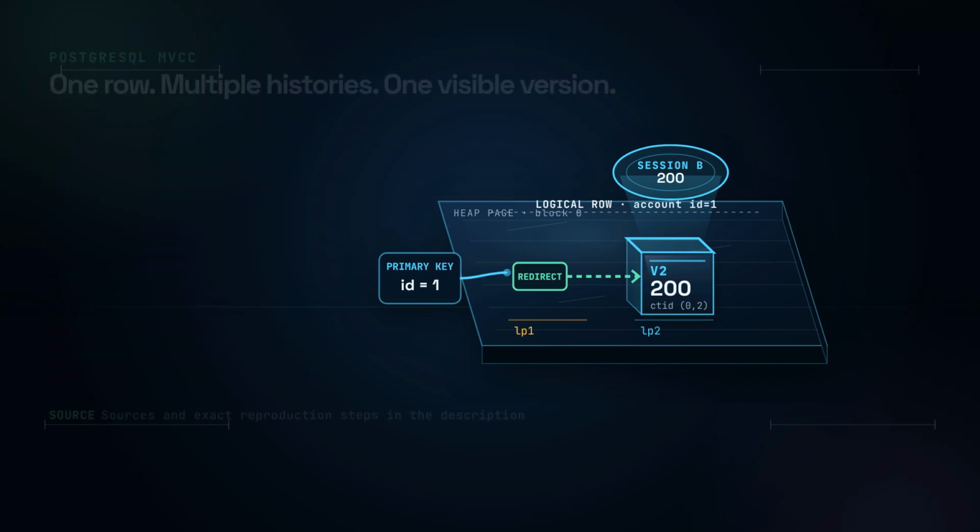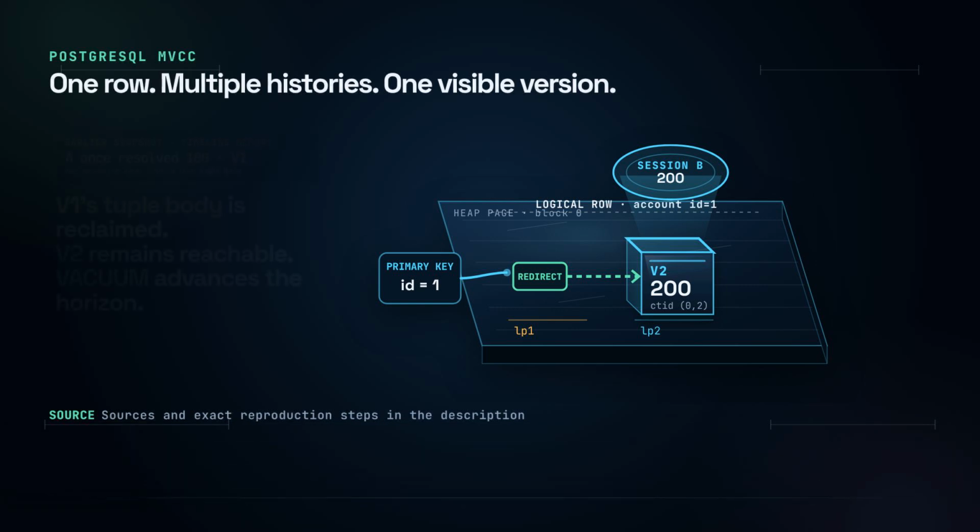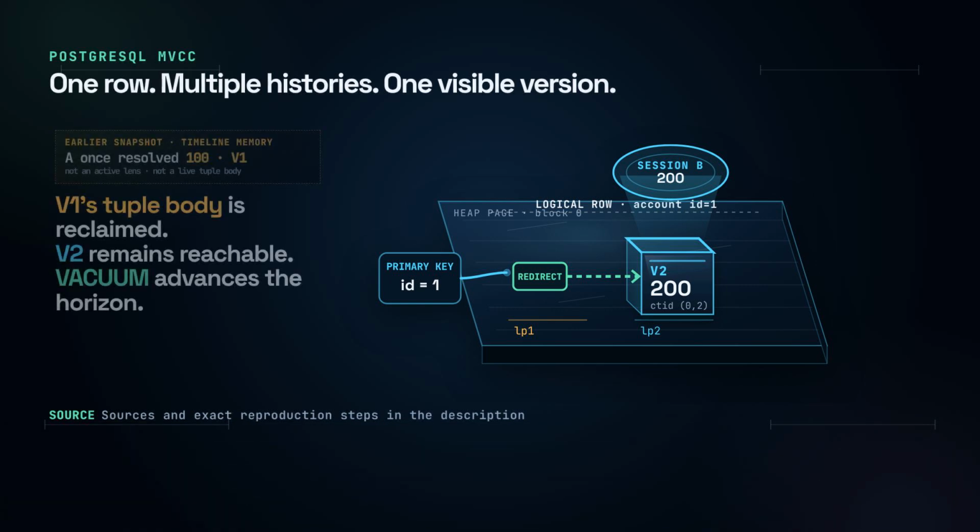Account 1 never became two logical rows. v1 and v2 were two physical histories of the same row. The snapshot lens chose the history each query could see. The HOT link kept the index path efficient, and vacuum reclaimed the past only after the final observer let it go.